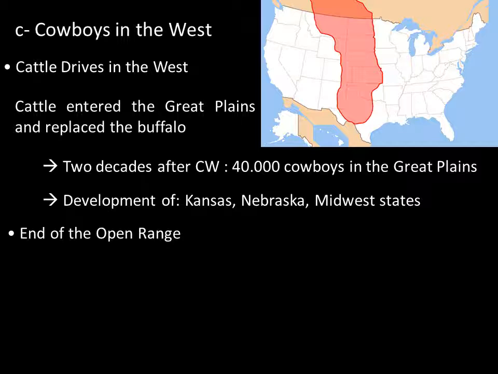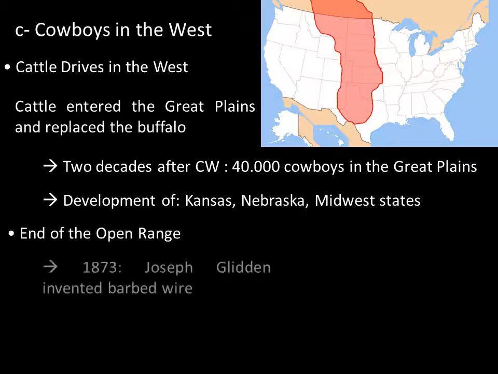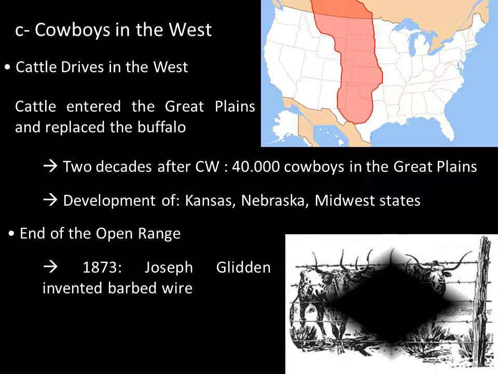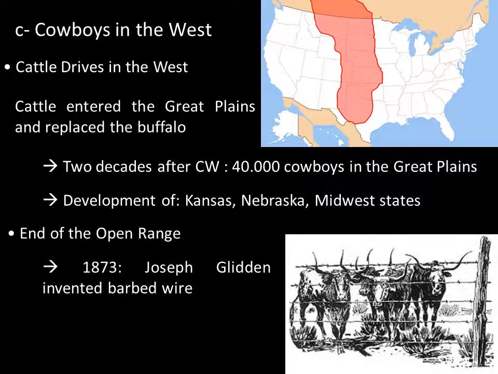Now, how did it end? This open range system. The open range system is the cowboy system. It's called the open range system. Okay, there's one major date that you should remember concerning this: 1873. Joseph Glidden invented barbed wire. Okay, I put a picture right there. That's barbed wire.